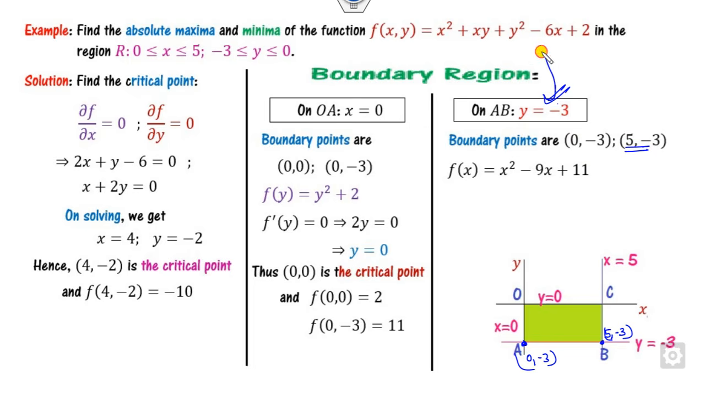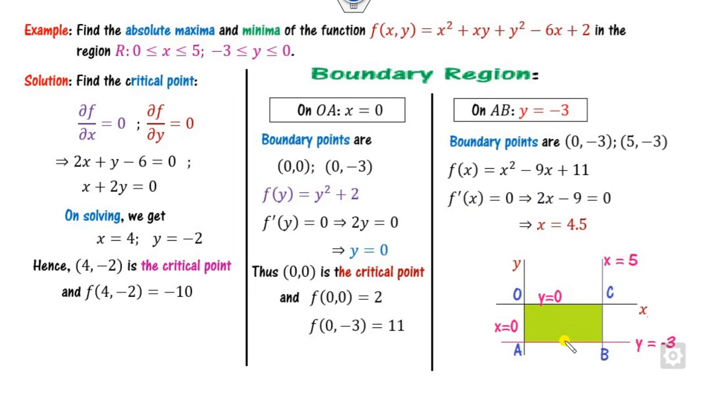We can substitute this y here. You will get the function of x. Take the first derivative equal to 0. You can get the value here. So x is 4.5. It clearly says that x equal to 4.5 lies in between them. If it lies outside the domain, then you can neglect it.